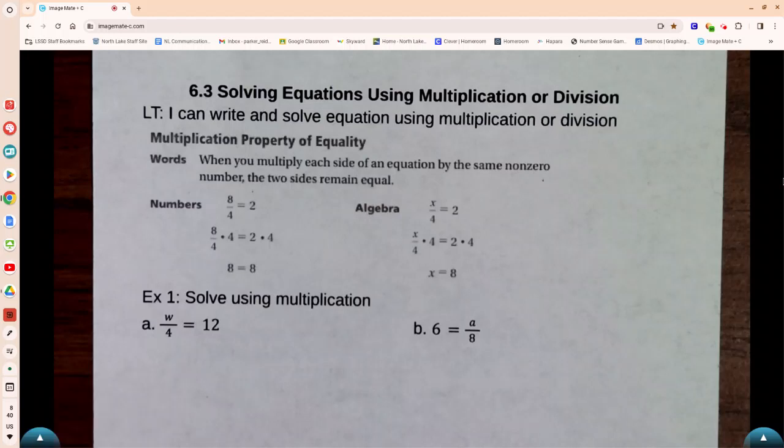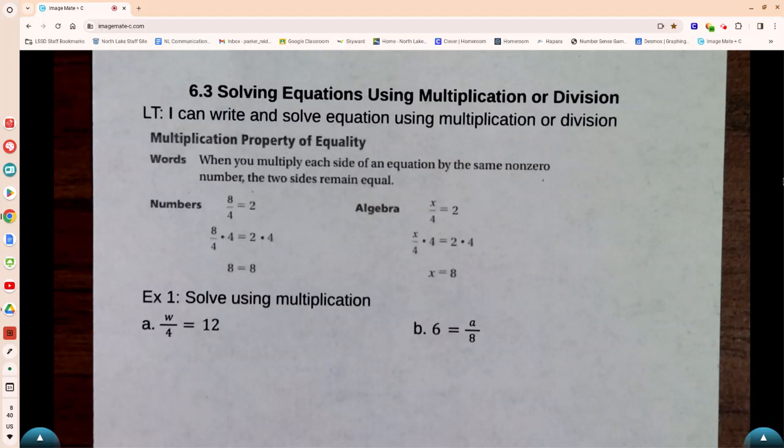All right, today's lesson is 6.3, solving equations using multiplication or division. Now the volunteer read the learning target for us. Mia? I can write and solve equations using multiplication and division.